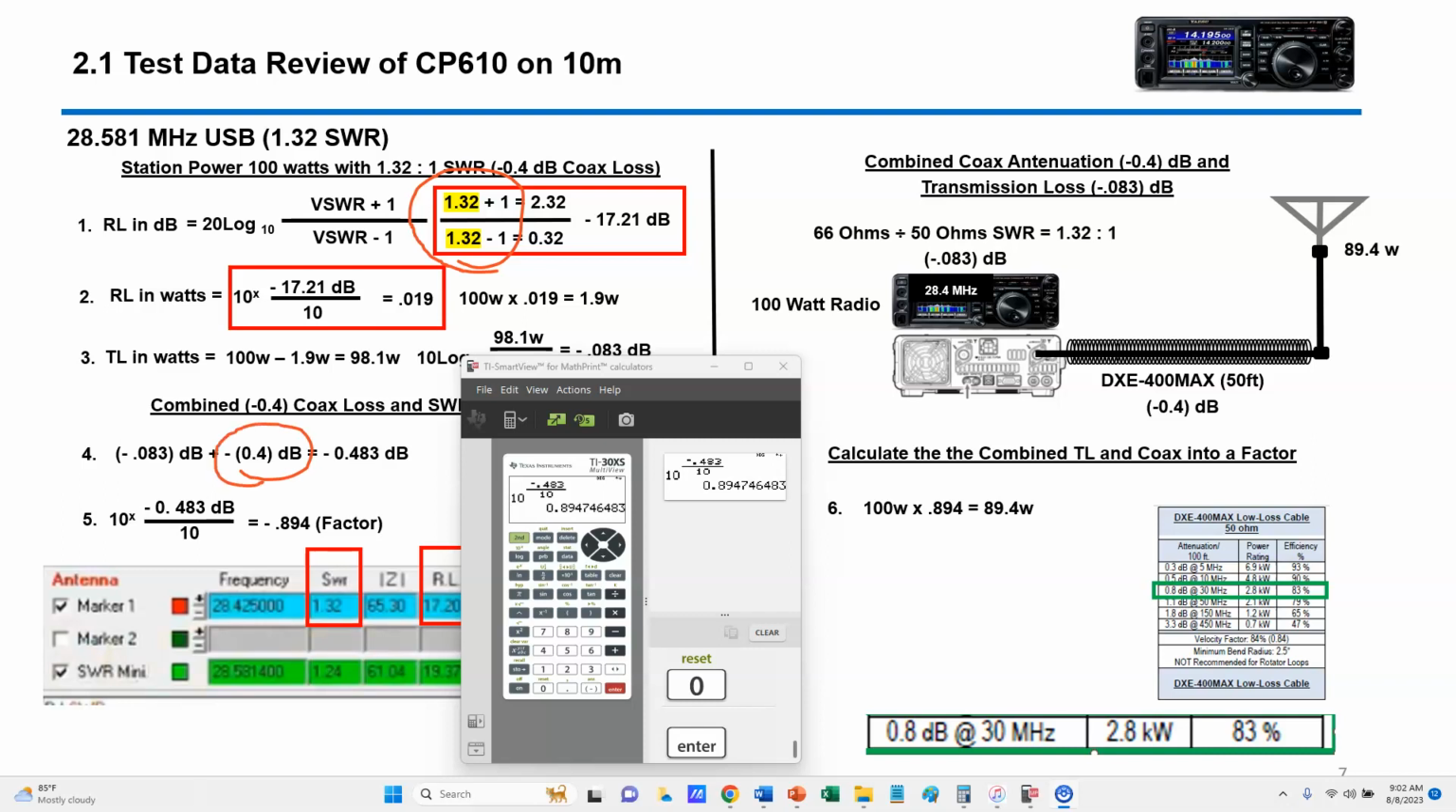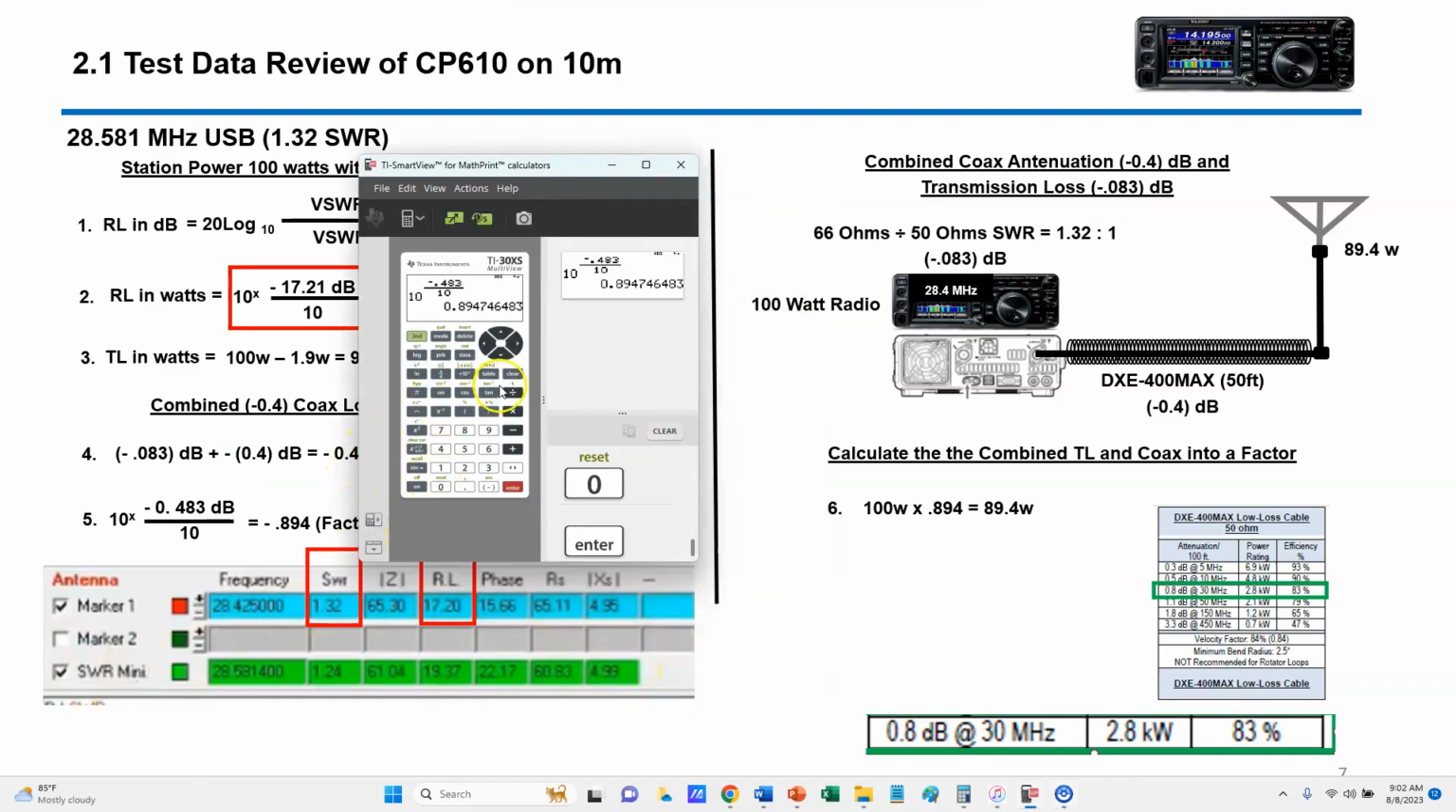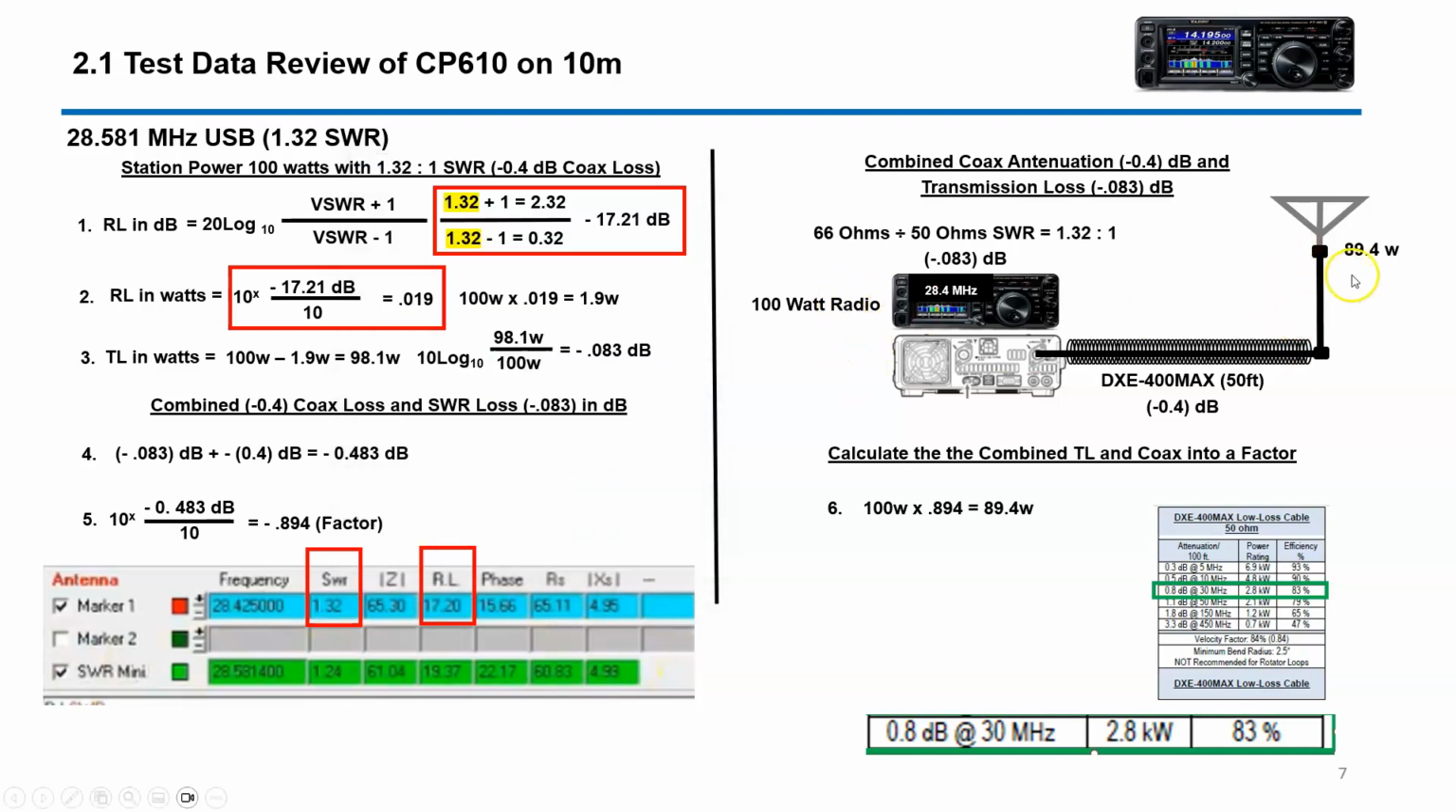So what that's saying here is, with this combination, from the SWR mismatch I have a 0.083, and I get this factor 0.894. So what I'm going to do now is take my power, and in this example I'm running 100 watts times 0.894. So essentially, I have 89 watts coming out at the base of the antenna. So with this formula here, this is how you calculate it.